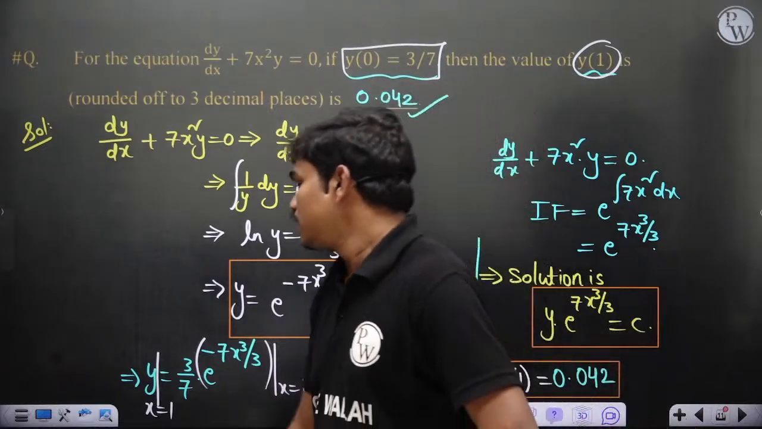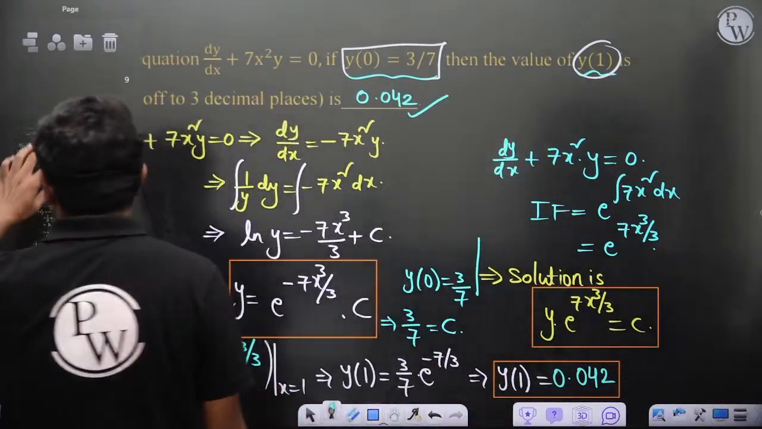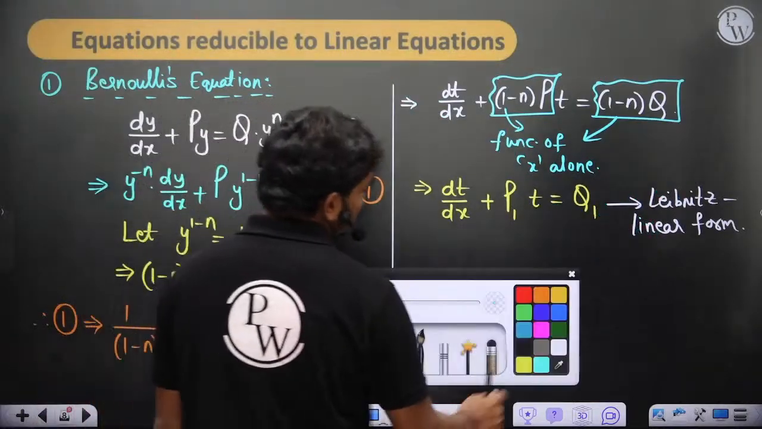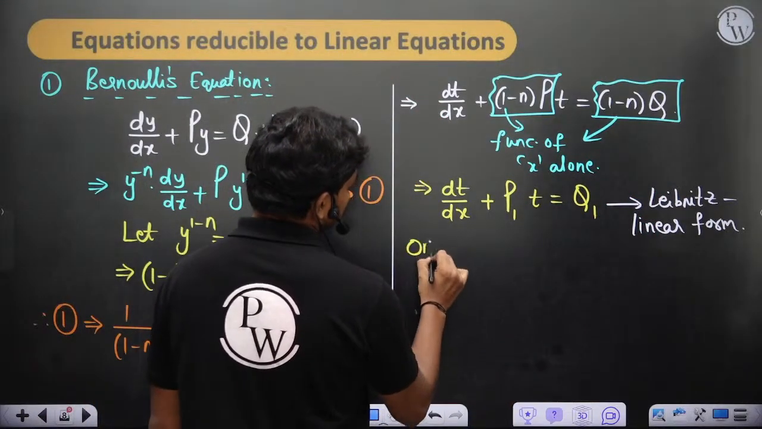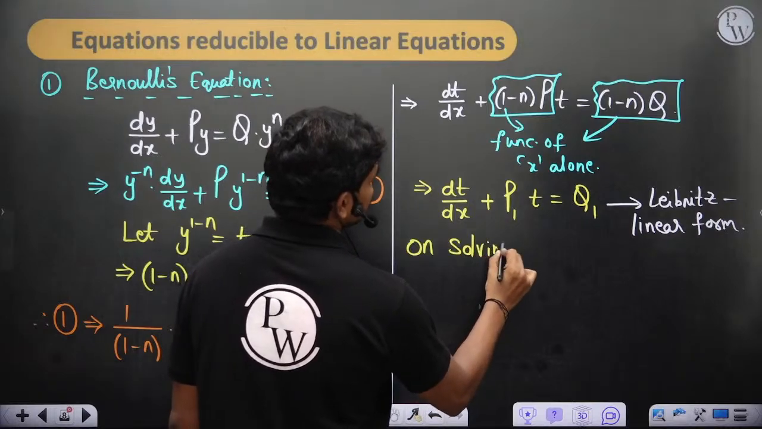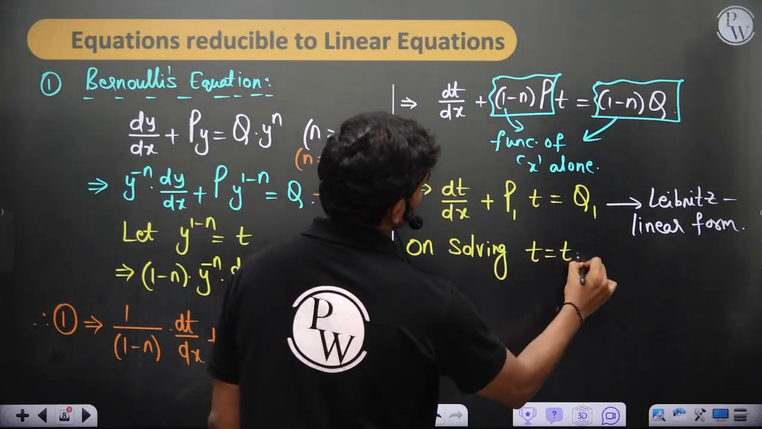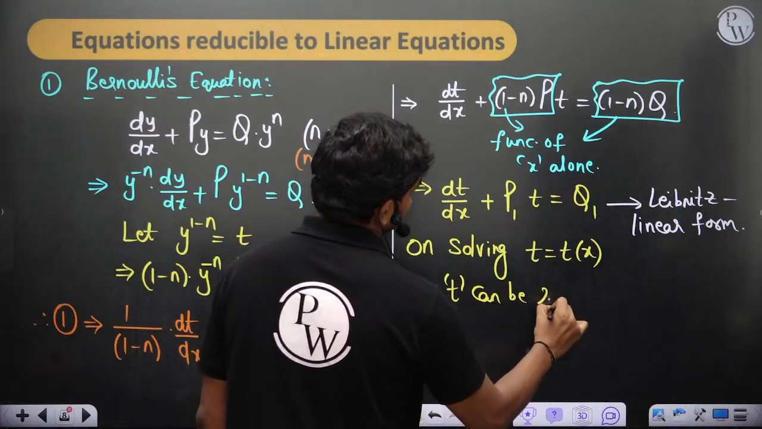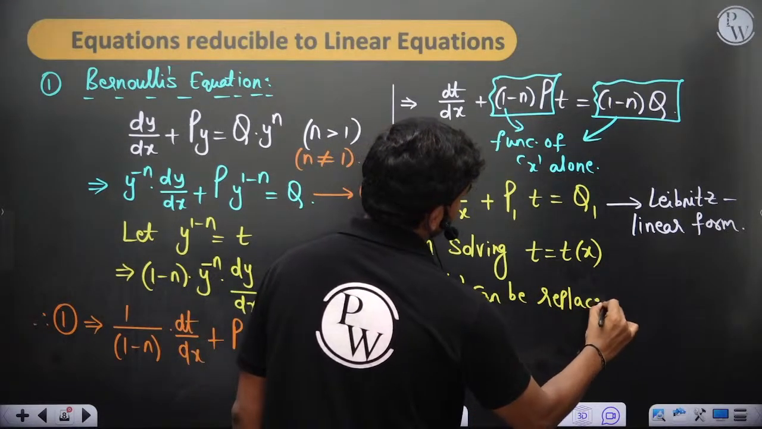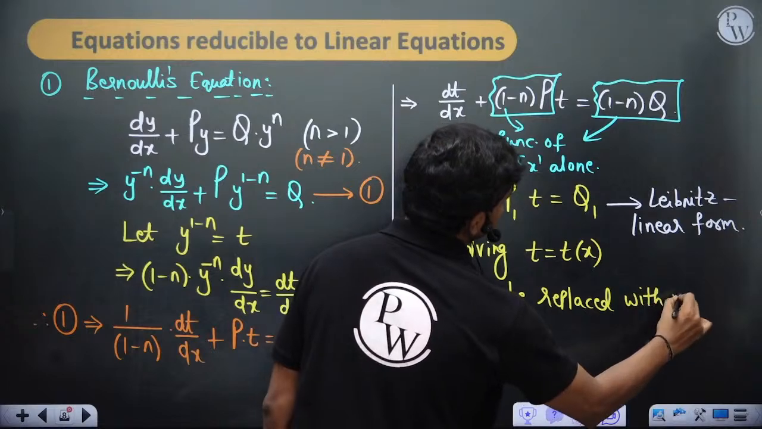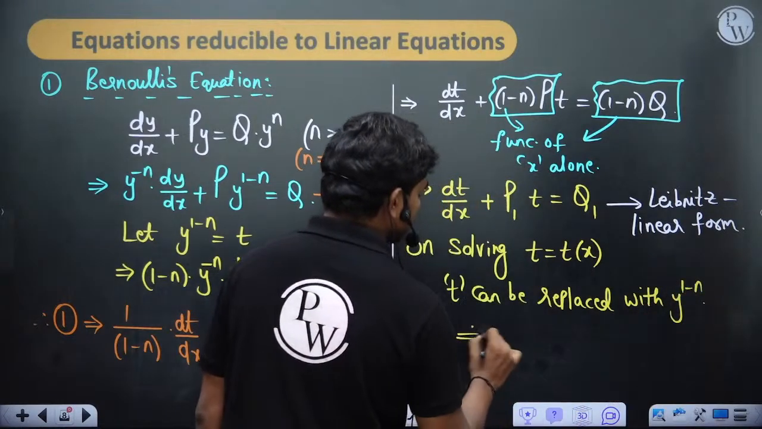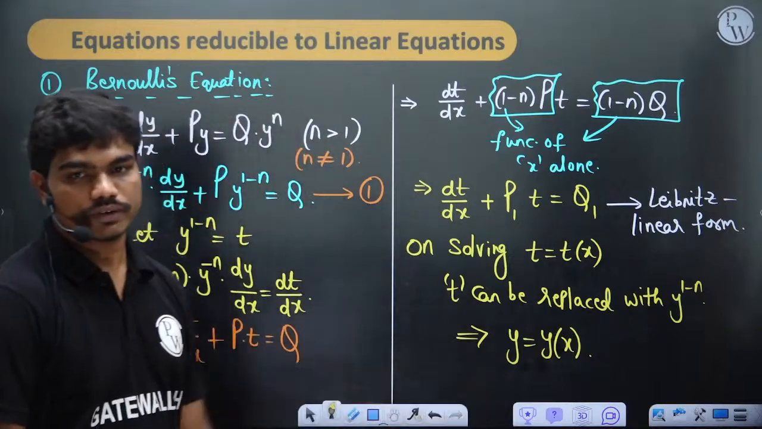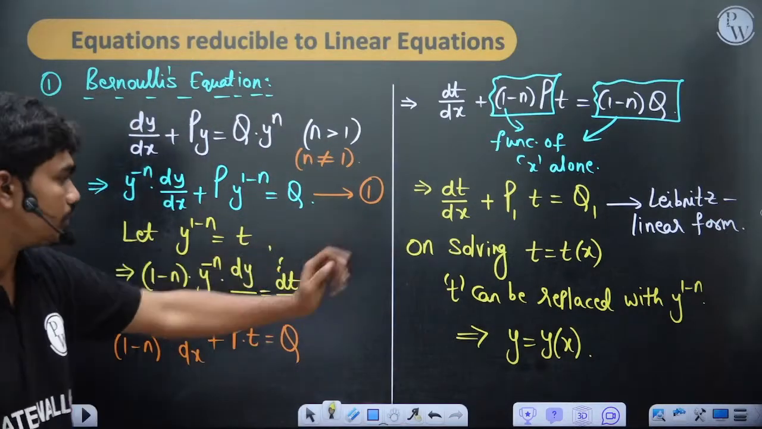Fine. So this is one case where you can actually convert this into differential form. So this is the Leibniz linear equation. On solving, t is equal to some function of x. T can be replaced with y power 1 minus n. This gives you y as some function of x. Okay, that's what you have. That's what I have done basically to solve this.